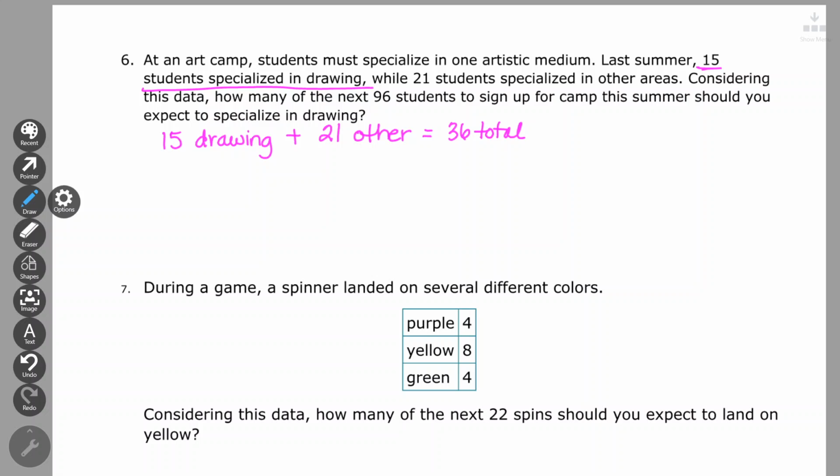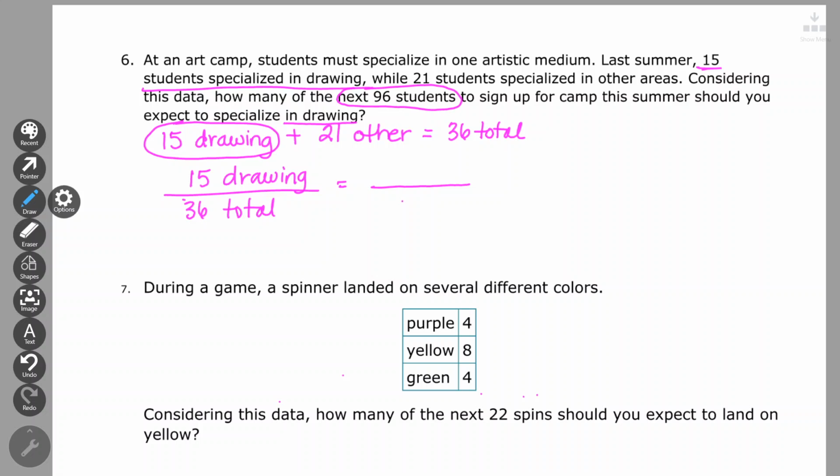So it says, how many would you expect to specialize in drawing? So we got to say, okay, 15 did drawing, that's our numerator. So 15 did drawing over 36 total. We need to set that fraction equal to the total number of students. So the next 96 students, so that's the total. 96 is the total. The total goes on the bottom in the denominator spot. And how many should we expect to specialize in drawing? We don't know, so that's our x.